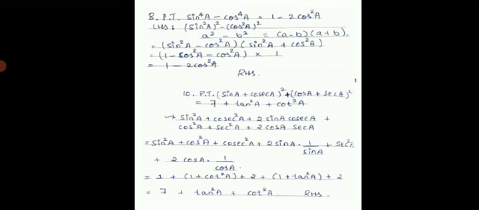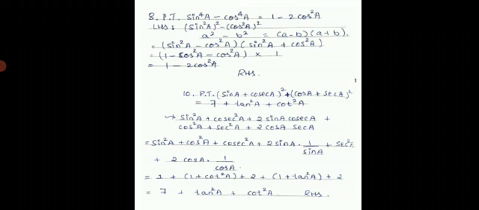Now, sin square of a plus cos square of a is nothing but 1. 1 plus cosec square of a can be written as 1 plus cot square of a, plus 2, as sin a will get cancelled with sin a, so 2 will remain as it is. Again, plus sec square of a can be written as 1 plus tan square of a, plus, here cos a will get cancelled with cos a, only 2 will remain. Then count the numbers, you must get 7 here.